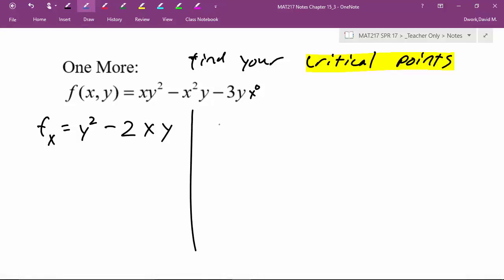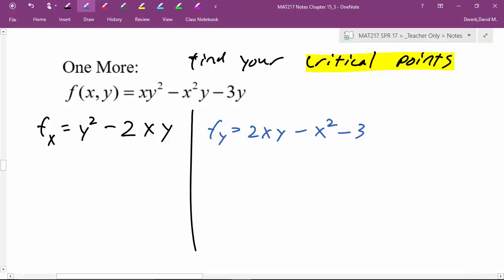Now, the partial with respect to y. Same game. Y squared, so the 2 is going to come out to the front. So that's going to leave us with 2xy minus, let's see, we have the next term, we have y to the first, so therefore that's just going to become y to the 0, so that's going to leave us with x squared minus 3.